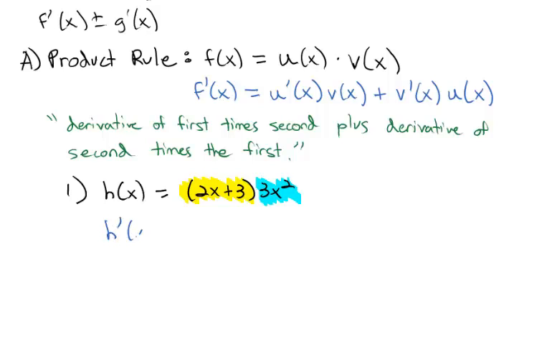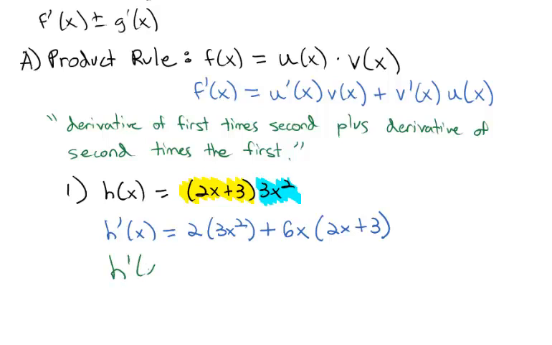So h prime, the derivative, is equal to, we take the derivative of the first, in yellow, the derivative of 2x plus 3 is 2, times the second function, 3x squared, plus we take the derivative of the second function, in blue, which when we bring the 2 out front, 3 times 2 is 6x to the first, times the first function, which is 2x plus 3. So we took the derivative of the first times the second, plus the derivative of the second times the first.